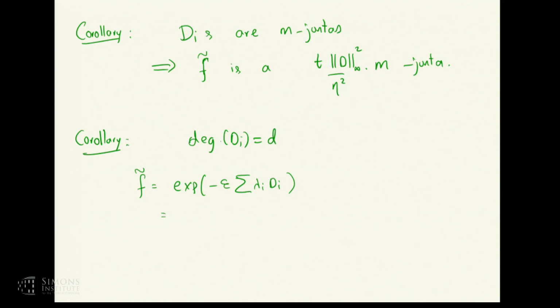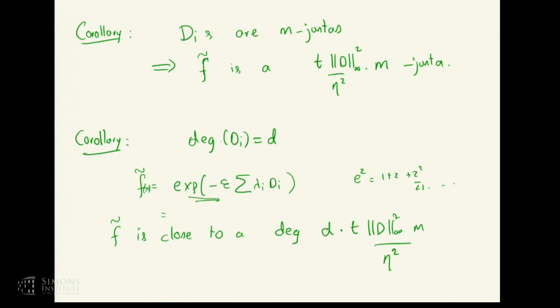So you could take f tilde of x, and then you could expand e to the minus x in terms of Taylor series. E to the z is 1 plus z plus z squared over 2 factorial and so on. And then you can truncate it. So you can get a low degree approximation for f tilde, right? You can truncate f tilde to get a low degree polynomial. And in particular, f tilde you can get is close to the square of a degree d times whatever this quantity was, t times norm d infinity squared over eta squared, polynomial.